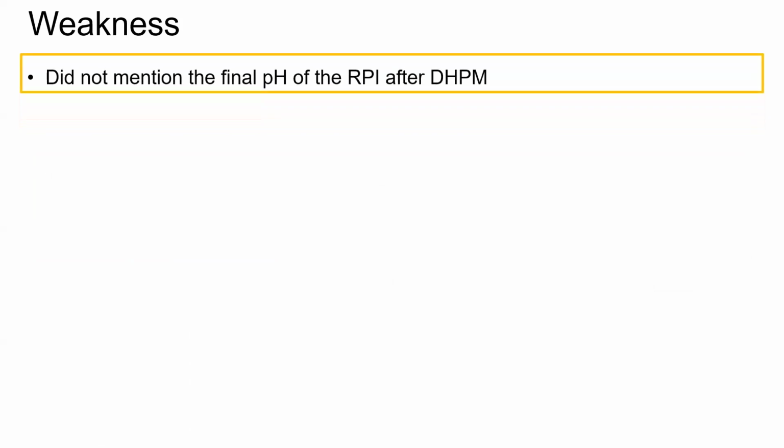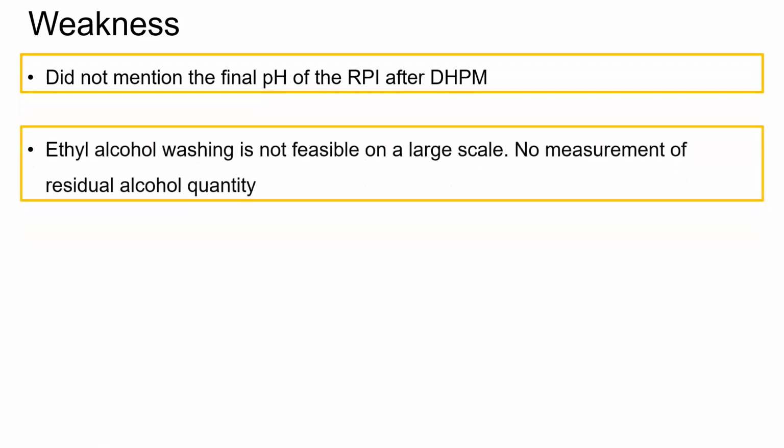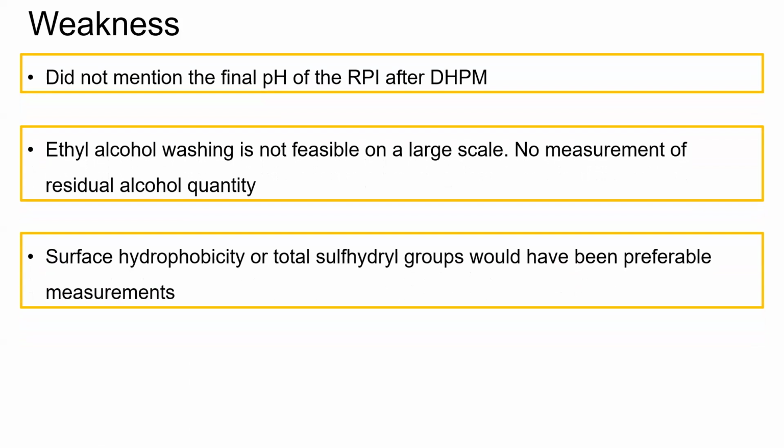They did not mention the pH after the treatment. If the pH is still at 11, that's a very harsh treatment, I think. And then they washed the precipitate with ethyl alcohol and did not measure the residual alcohol content. So I don't know how scalable this whole method is. Surface hydrophobicity or total sulfhydryl group or free sulfhydryl group might be a better way to see whether more hydrophobic amino acids are available or how the structure changed.